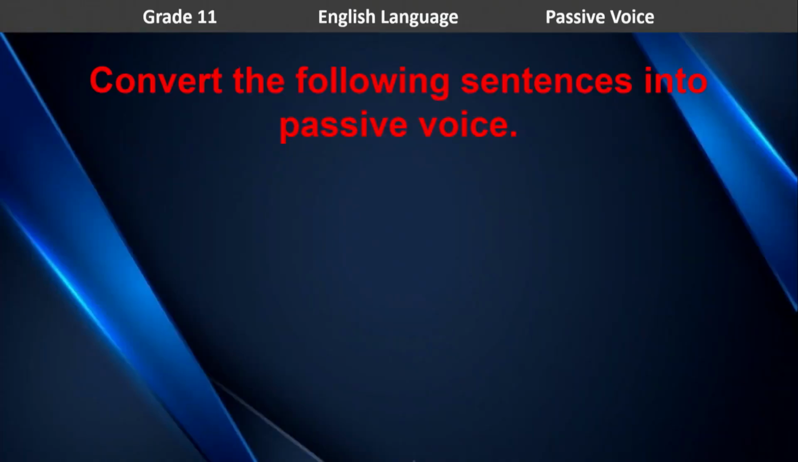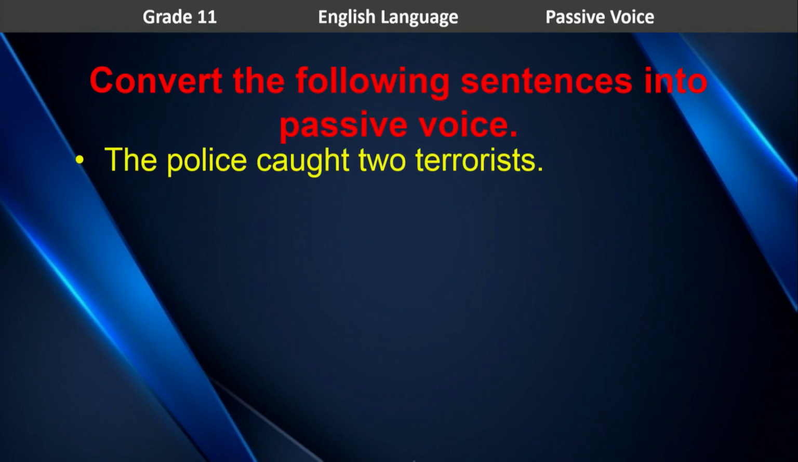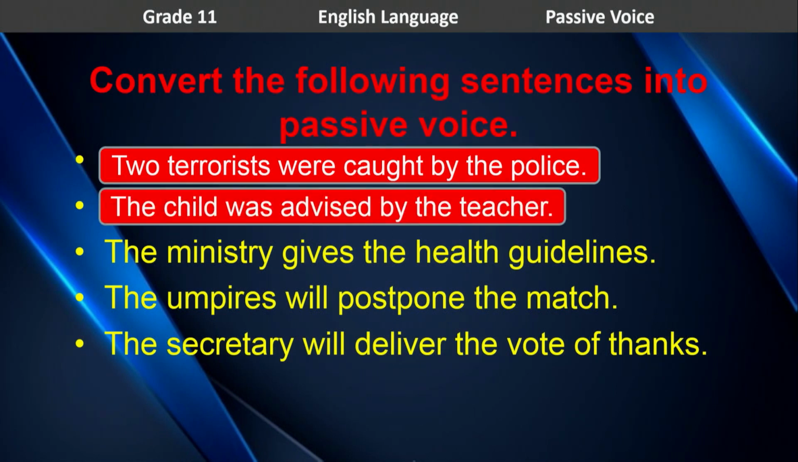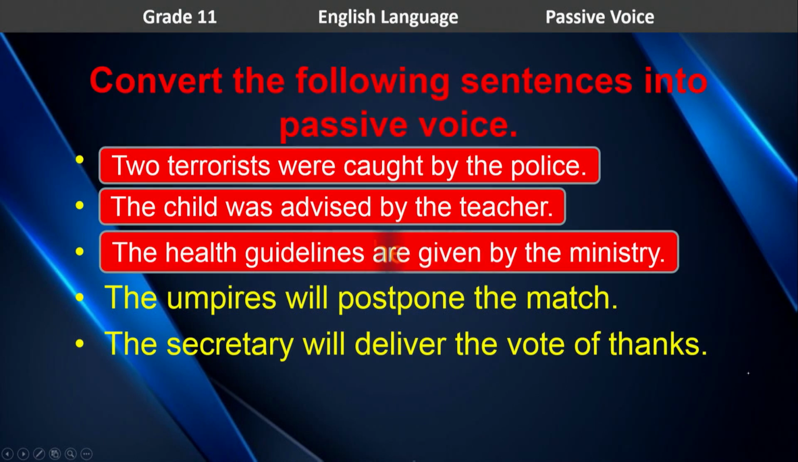The last activity. Convert the following sentences into passive voice. The police caught 2 terrorists. 2 terrorists were caught by the police. Check your answers, children. The teacher advised the child. The child was advised by the teacher. The ministry gives the health guidelines. The health guidelines are given by the ministry.